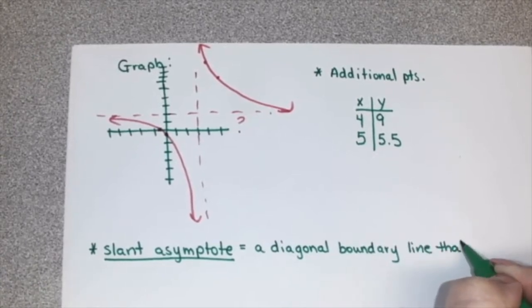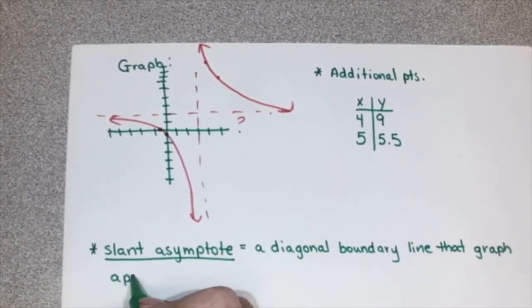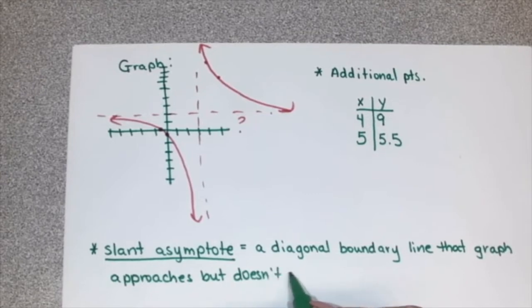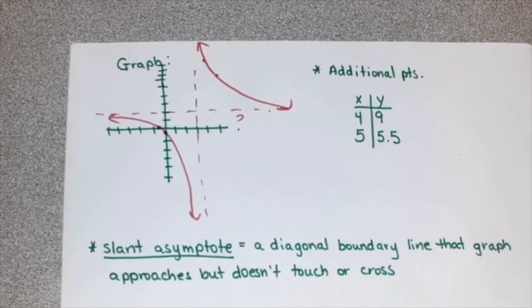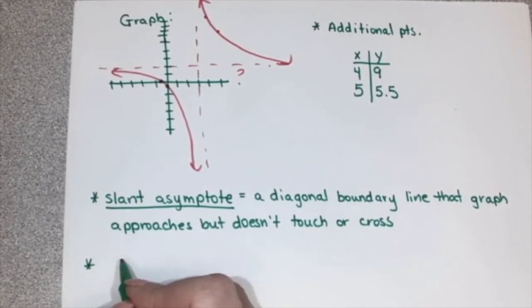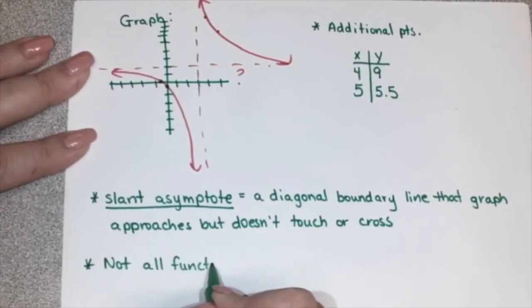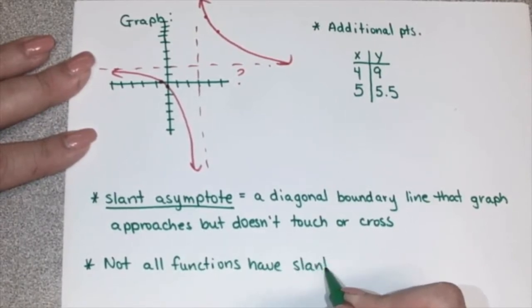That the graph approaches but doesn't touch or cross. So it's still an asymptote, meaning that it's going to get close, but not all the way. Okay, so again, I'm not going to focus on you graphing the slant asymptotes so much, but I do want you to be able to find them. But just so we know, not all functions even have them. Like none of the ones we've looked at so far even had a slant asymptote. None of the ones we've graphed so far.